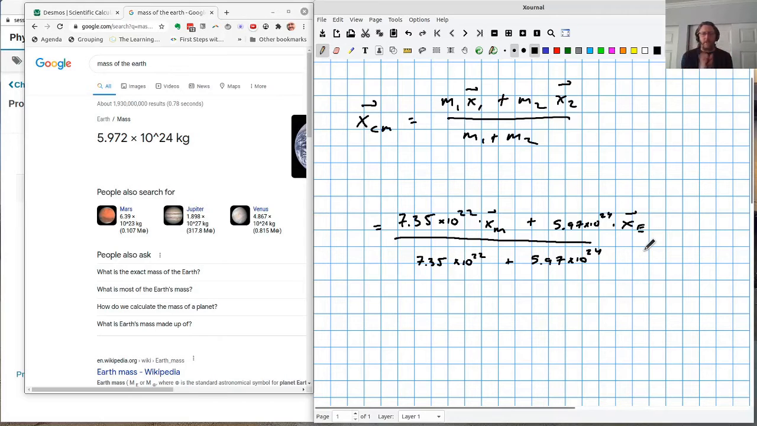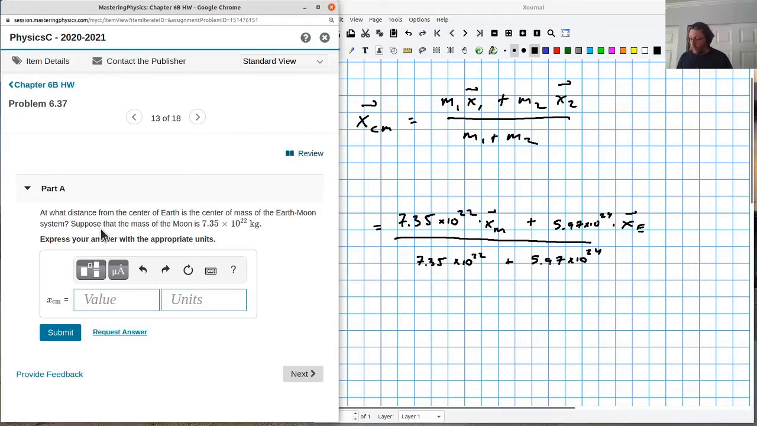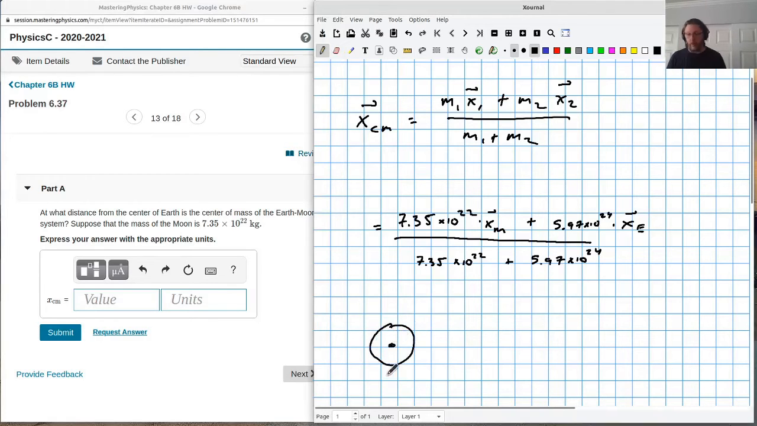Okay, now position is always relative to some coordinate system. So position of the moon relative to what? Position of the Earth relative to what? Okay, well, the problem statement says relative to the center of the Earth. At what distance from the center of the Earth is the center of mass of the Earth-Moon system? Okay, so basically that means we're taking the position of the Earth as the 0 point, and then whatever the distance out to the moon is, put the moon way out here, center of the moon.